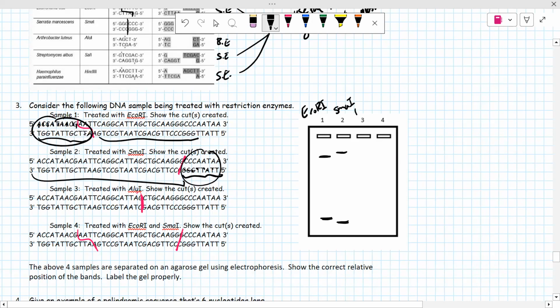Okay, and then we have the AluI. And it's just a cut right down the middle. So these 2 pieces are both relatively long, but definitely shorter than before. So I'm just gonna put them somewhere here in between. And finally, we have EcoRI plus SmaI.